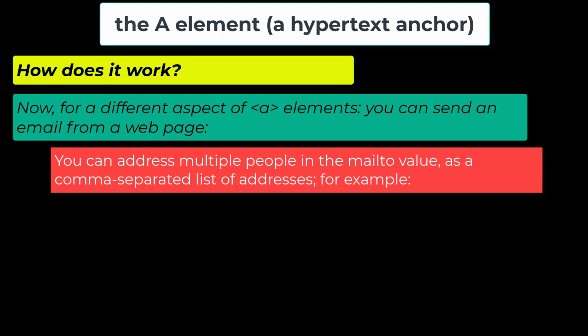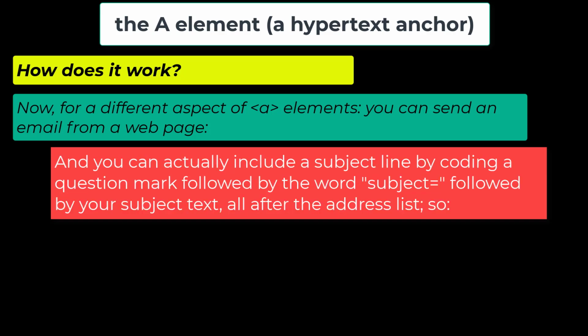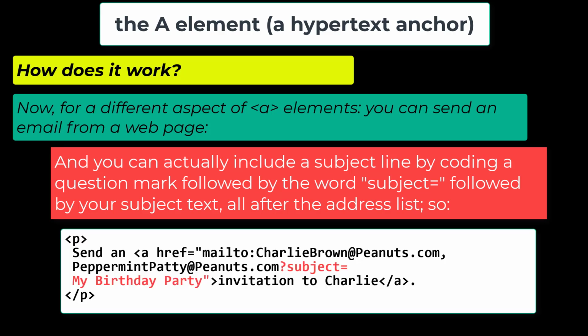You can address multiple people in a mailto value as a comma-separated list of addresses. For example, here, mailto: charliebrown@peanuts.com, peppermintpatty@peanuts.com. And you can actually include a subject line by coding a question mark followed by the word subject equals followed by your subject text, all after the address list. So in this example, after peppermintpatty@peanuts.com, we say question mark subject equals my birthday party.